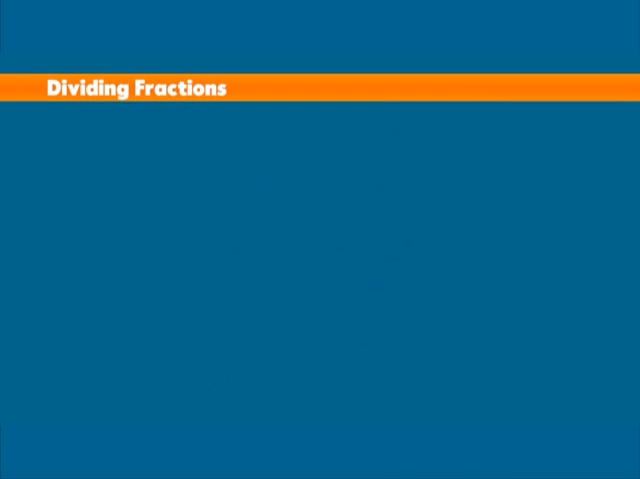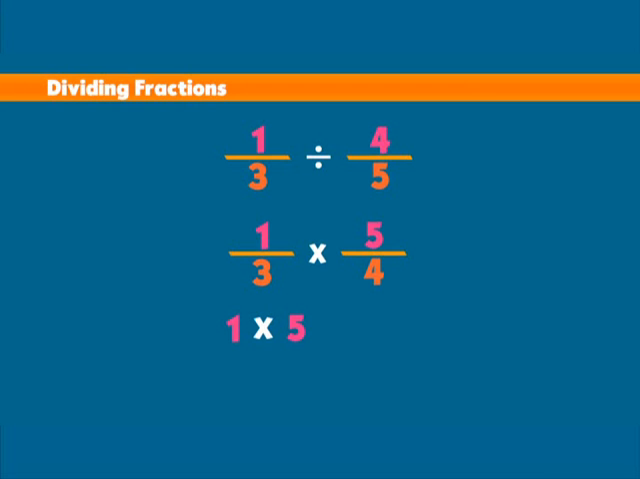Let's look at one more example. Let's take the reciprocal of the second fraction. So it becomes 1 over 3 times 5 over 4. So 1 times 5 is 5, and 3 times 4 is 12. So the answer is 5 over 12. That's it!